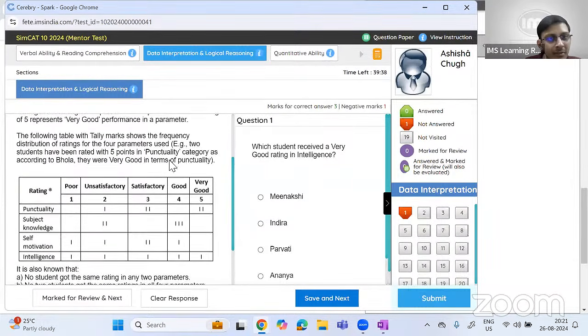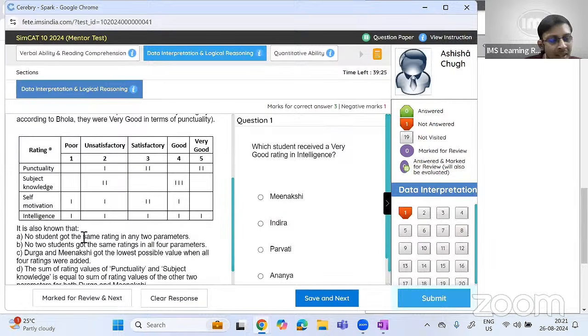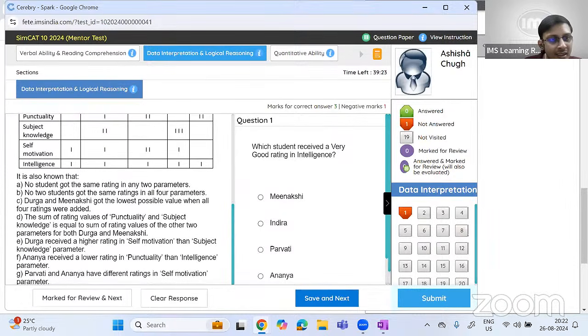There is a table with tally marks. Okay, I know tally marks. Frequency distribution, I know. 2 students have been given 5 points in punctuality because we have 2 tally marks here. Okay, got it. Then additional points.